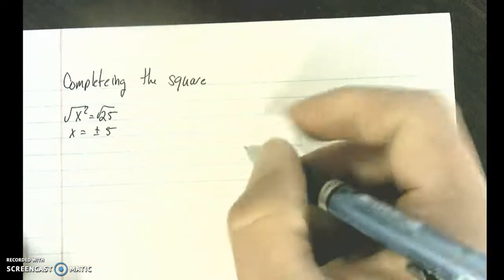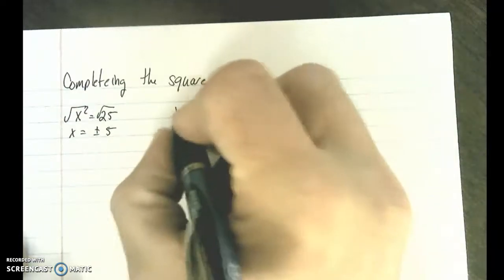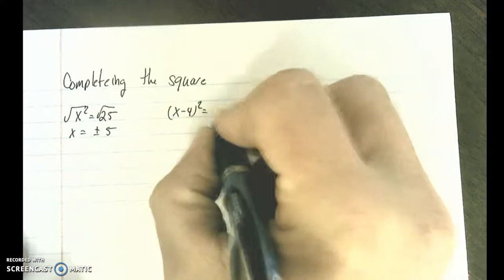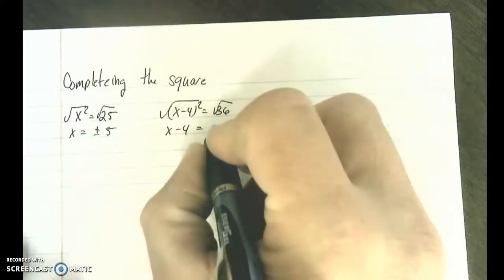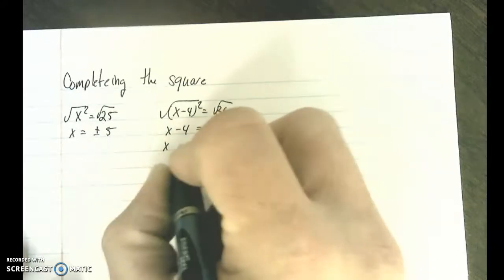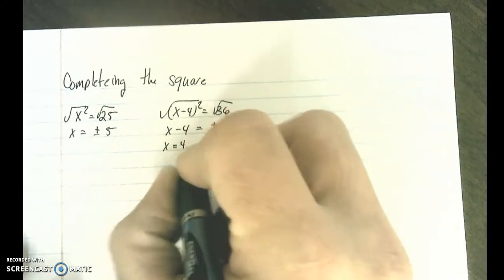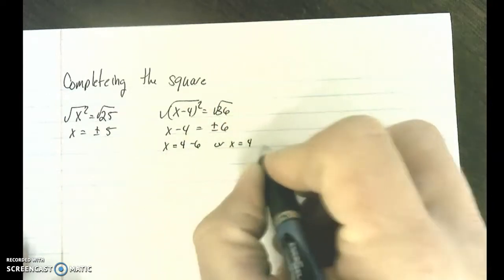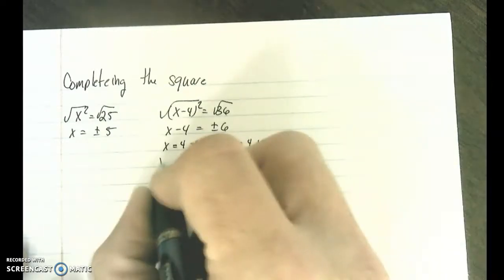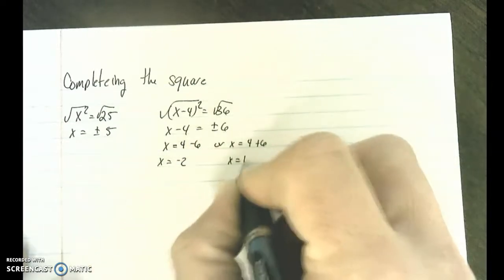Okay, so if I said to you, what is the square, how do you solve for x for this one? Well, we would just take the square root and we'd say x is equal to plus or minus 5. We would also do something like this. Again, we take the square root, we get x minus 4 equals plus or minus 6. So we'd have x is equal to 4 minus 6, or x is equal to 4 plus 6, so x is equal to -2, x is equal to 10.